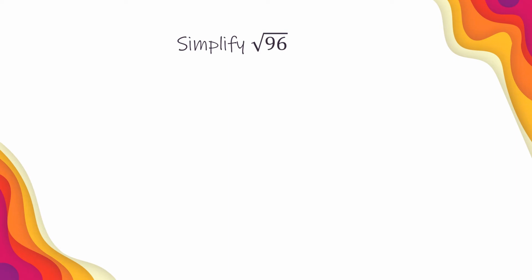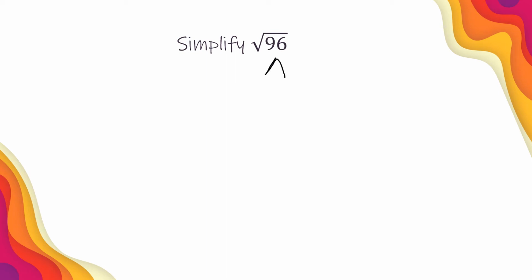Simplify square root of 96. Now in this unit, you're not going to be allowed to use a calculator. So a couple tricks. When you look at a number, if both of the individual numbers in that number are divisible by something, then you know you can divide by that.